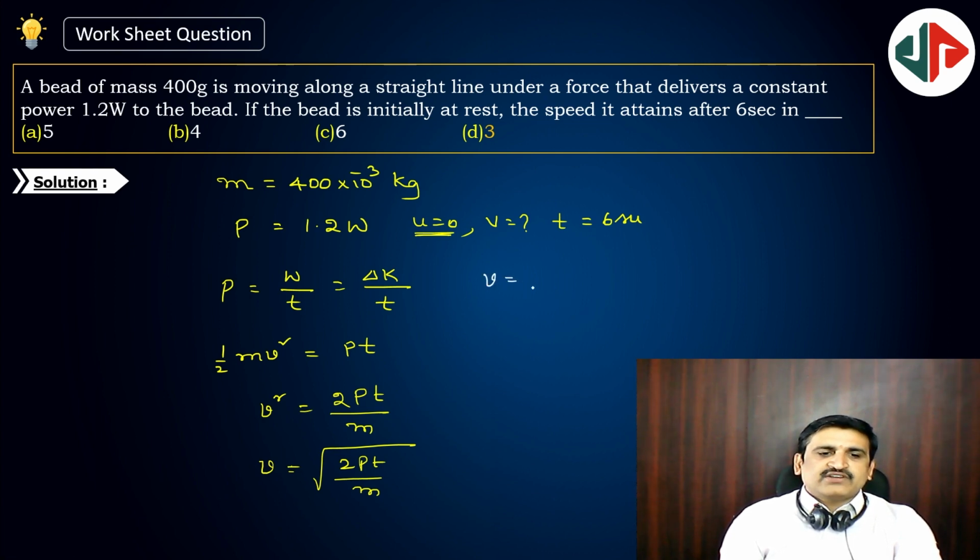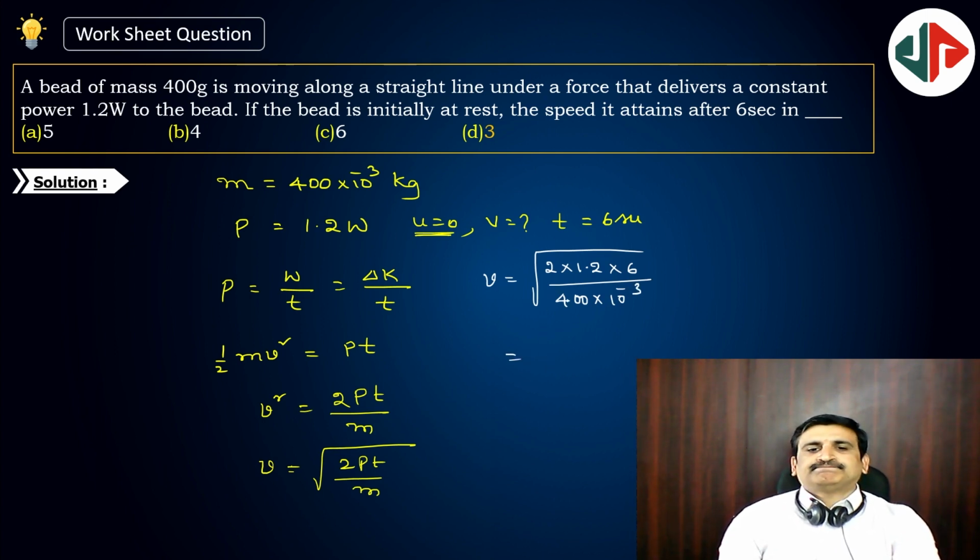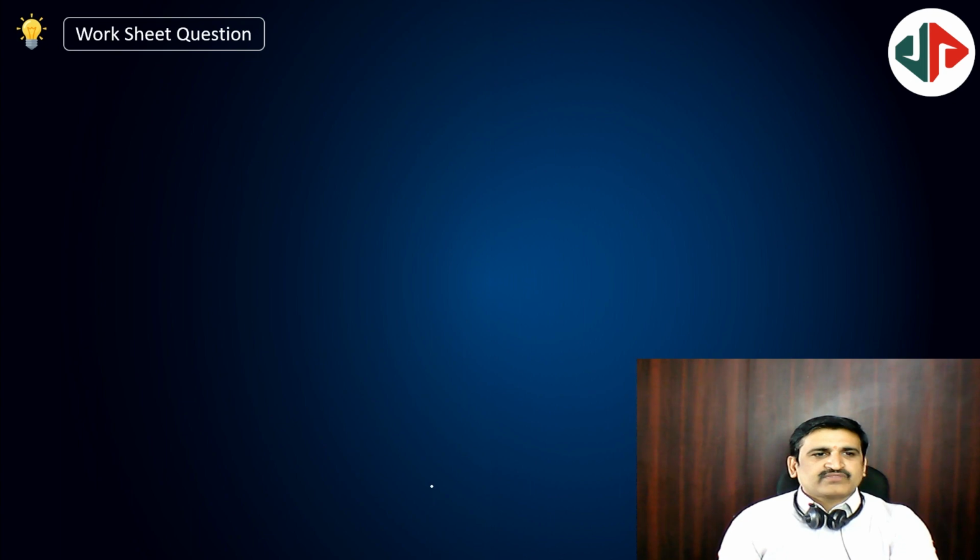Velocity v is equal to root over 2pt by m, 400 into 10 power minus 3. So it will be 400 here, 4 table 0.3. Then zeros will go, 1 zero will be left. That will be 3, 3 2s are 6. So 6 will come. 6 meter per second. Option C. Yes. Next.